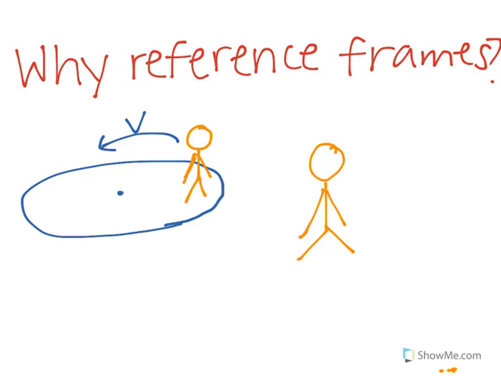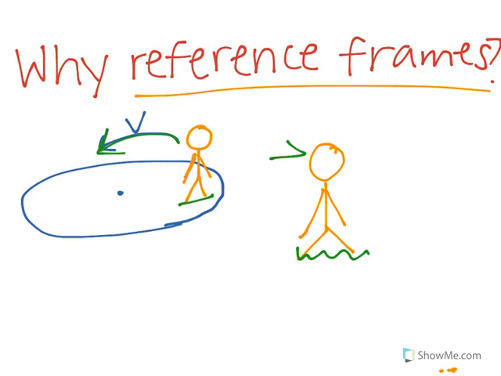So first off, let's talk about why we care about reference frames anyway. They seem kind of like a pain. Well, let's say you're hanging out in the grass here, and your friend is chilling on a nice merry-go-round. So he's moving at some velocity v. So you tell your friend, hey, you're moving at some velocity v. And he says, well, to me, it looks like you're moving at some velocity v, which is true from his perspective. But from your perspective, he appears to be moving.